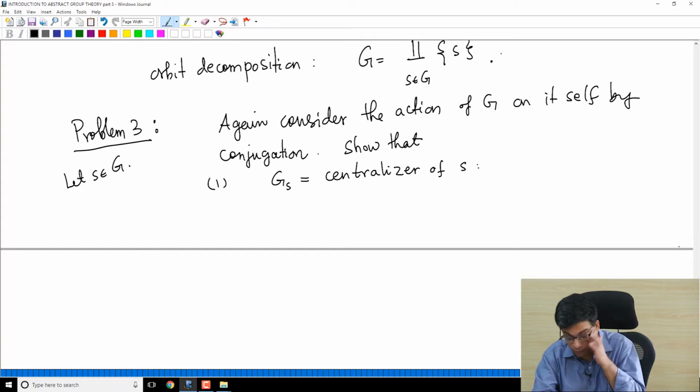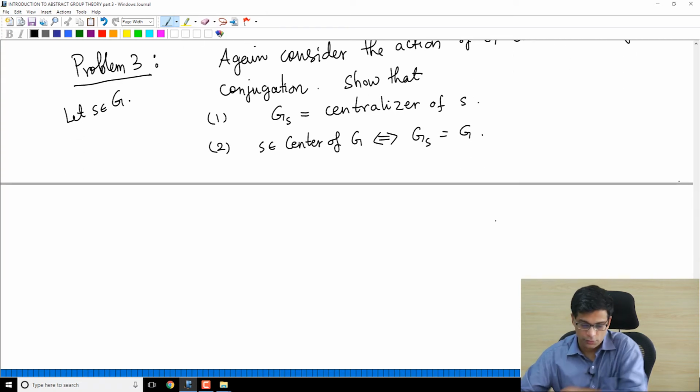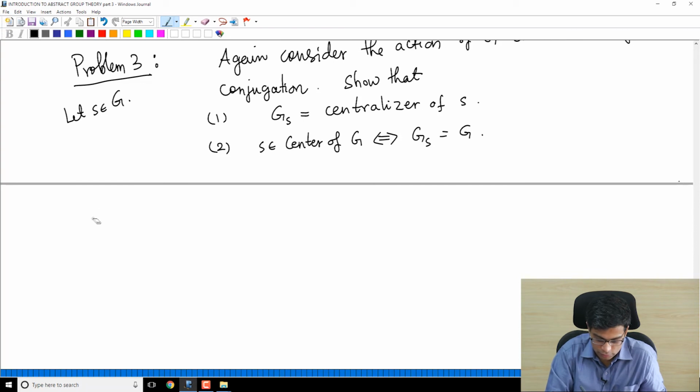I will recall in this problem what the centralizer is. So the stabilizer of s is the centralizer of s, and show that s belongs to the center of G. I will also recall for you what the center of the group is. s belongs to the center if and only if the stabilizer is all of G. Okay, so this is the problem. So let us solve this.